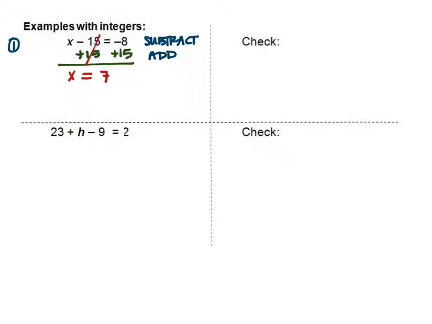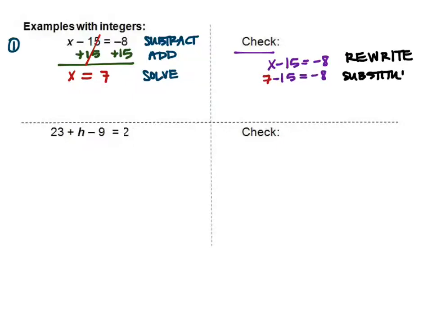We're going to go ahead and do a check for this. So I'm going to rewrite the original equation of x minus 15 equals negative 8. Once I've rewritten the original equation, I'm going to substitute the value I think x is. I think x is 7. So where I see x, I'm going to input 7. So now I'm writing 7 minus 15 is equal to negative 8. So I've substituted. The next step is to solve using order of operations.